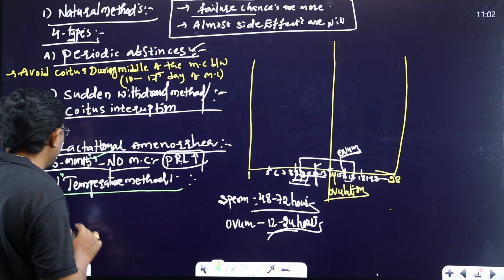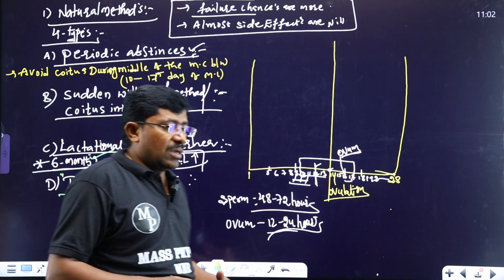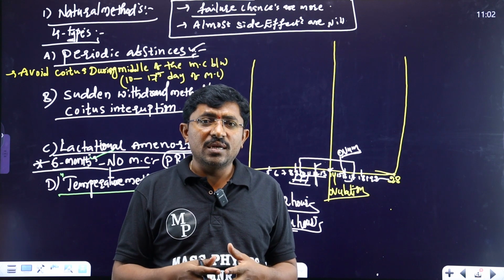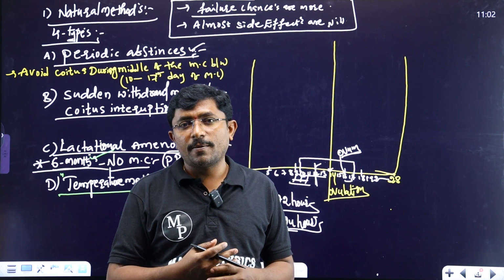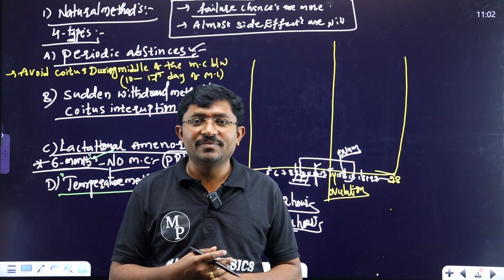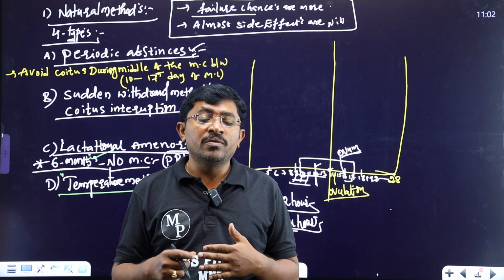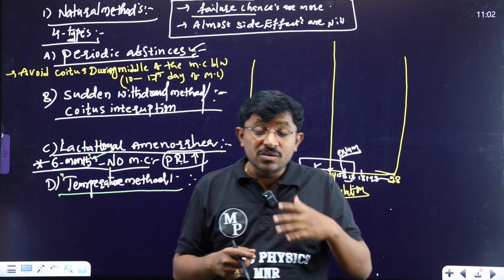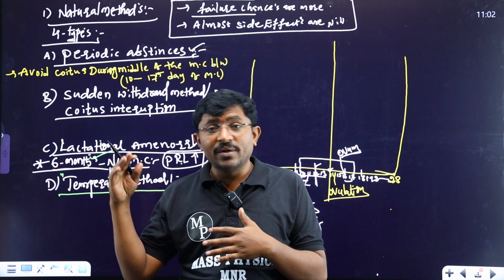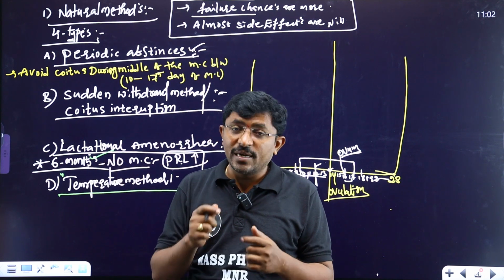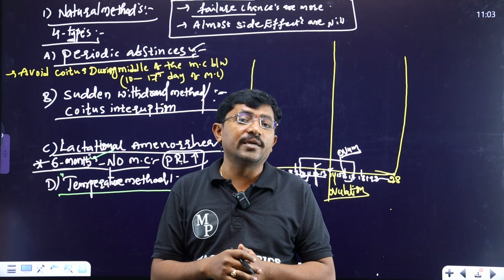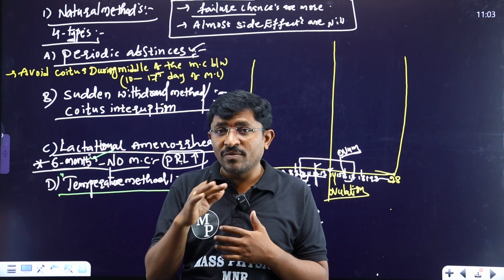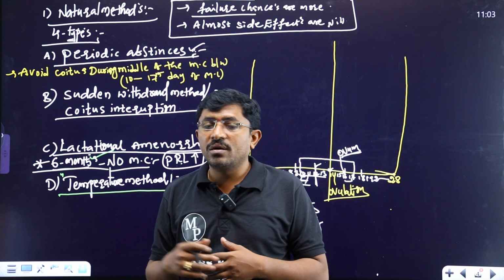Temperature method is there. Generally, this temperature method is seen many times in persons with thyroid disorder, hyperthyroidism. For example, in a woman suffering from hyperthyroidism, what happens? With the increase in thyroxine hormone, the basal metabolic rate increases, thereby the body temperature is also slightly increased. With the increase in body temperature, the sperm cannot survive a long time in that woman's body.